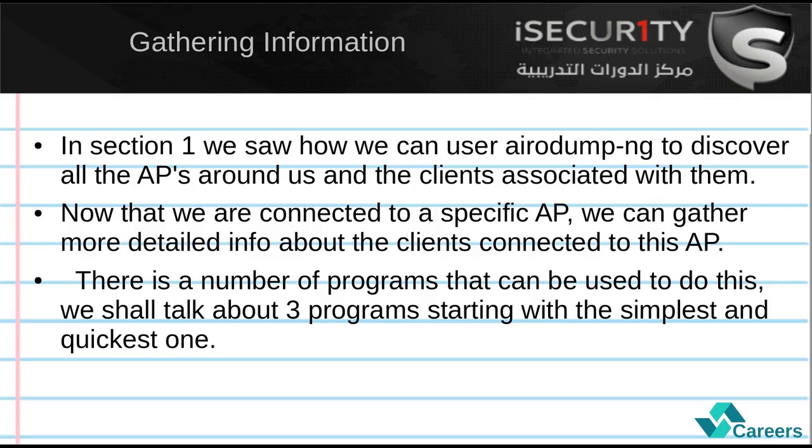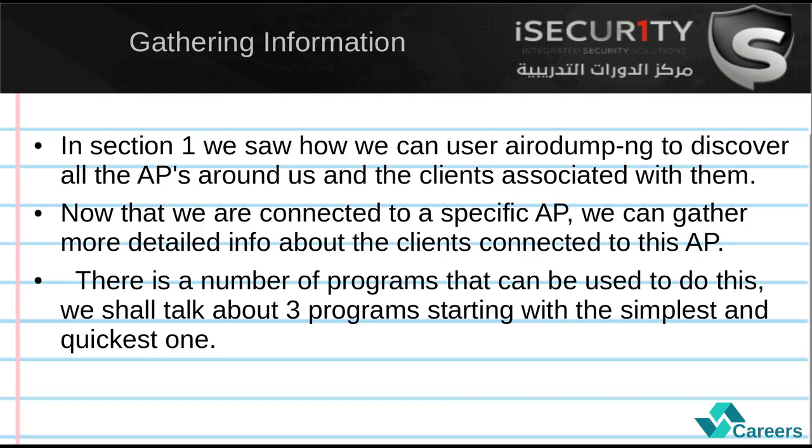The first thing we're going to talk about in section 3 is gathering information. Gathering information about the connected clients and the router is very important because it will help us know their IP addresses, their MAC addresses, the operating system that they're running, the ports that they have open in their devices, and for example, for the router, we'd be able to know the manufacturer of the router, and then we'd be able to look for exploits and vulnerabilities that we can use against the router or against the clients if we're trying to hack them.